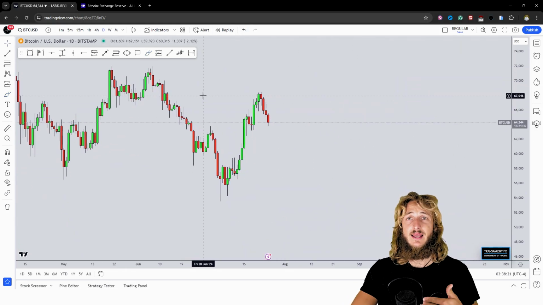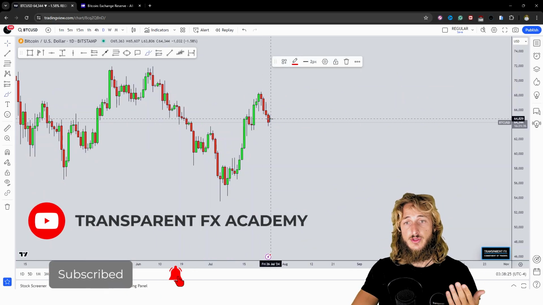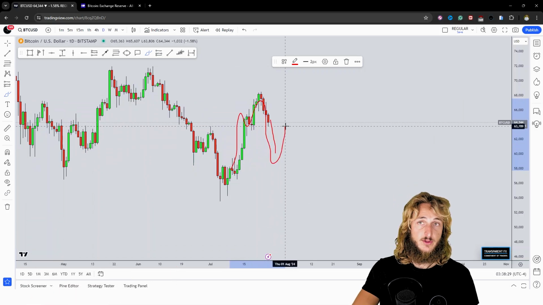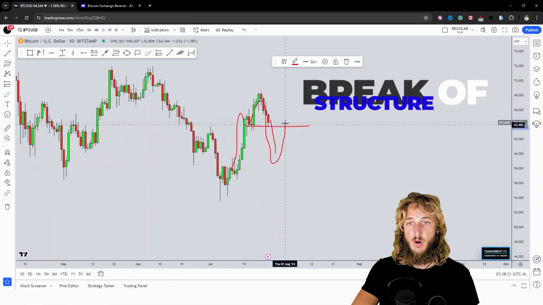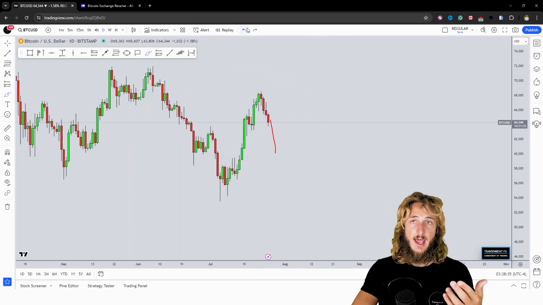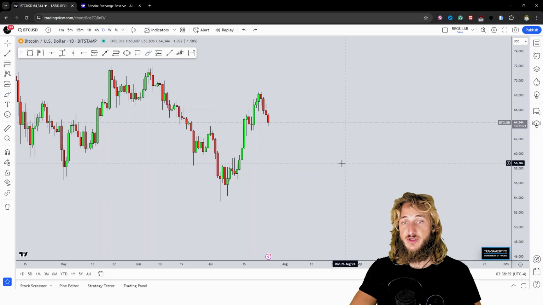Now, sometimes the neckline then acts as resistance, sometimes it gets broken to the upside. So this could also be a potential catalyst for a start of a push to the upside, break above the neckline, and then continuation to the upside, break above also the range, and being in full price discovery. That is definitely a possibility.